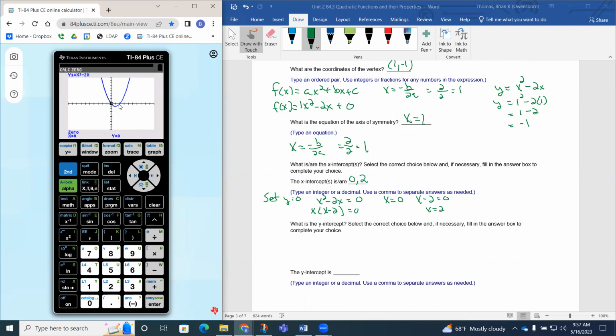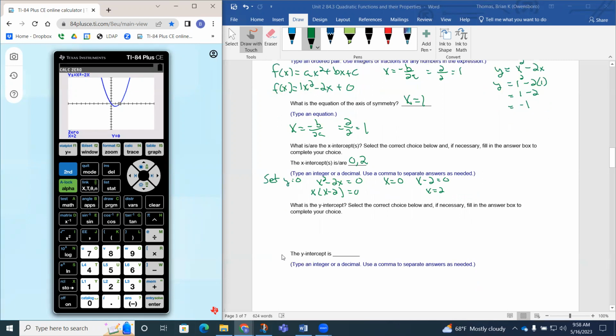Notice how that one also looks like that's a 2. But if I want to use the calculator, hit second calculate, number 2 will actually find the x-intercept, or 0 if you will. So the left bound stay left of the x-intercept, and then go to the right side of the x-intercept, hit enter again, and that should take me to the 2. So we can also see it from that perspective.